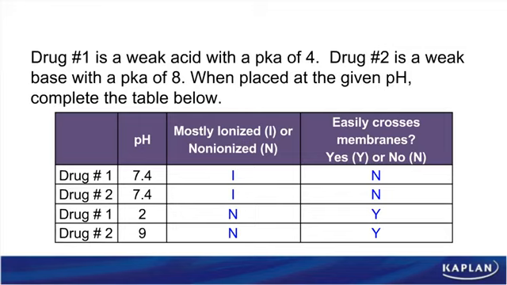Drug number 2 is a weak base with a pKa of 8. When placed at a pH below its pKa, in this case 7.4, it will be mostly ionized, and it will not cross membranes. When drug number 1, the weak acid, is placed at a low pH, notice a pH of 2 lower than its pKa, that's when that drug will be mostly non-ionized and easily cross membranes. When drug number 2 is placed at a high pH, 9, higher than its pKa, that's when the weak base is going to be mostly non-ionized, and that's when it will easily cross membranes.